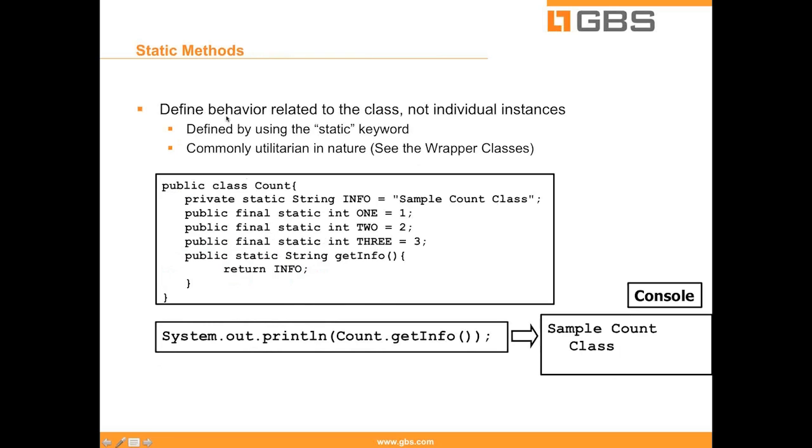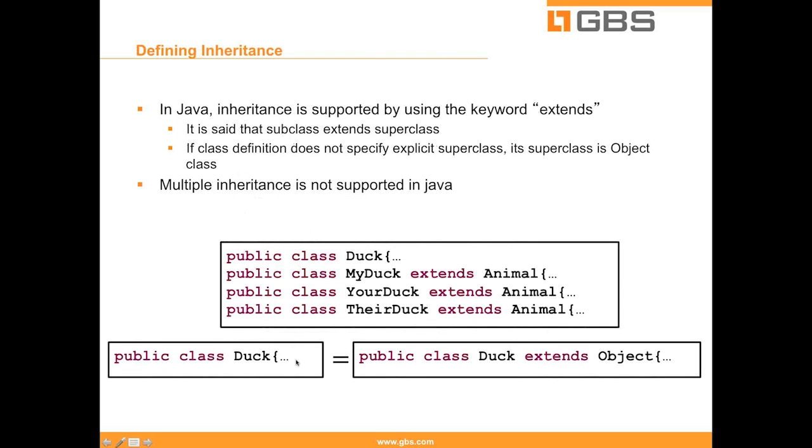You can also have static methods related to a class and not to individual instances, again defined by the static keyword. They're typically utilitarian in nature, like when you create a wrapper class. If you want to see a lot of those, you can dive into the wrapper classes to see how they are called. Static methods and fields can be called without instantiating an instance of the class. They can just be called from the base class themselves.